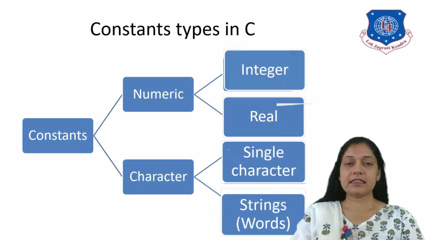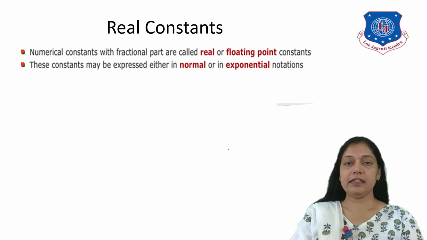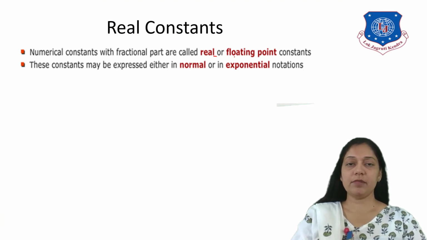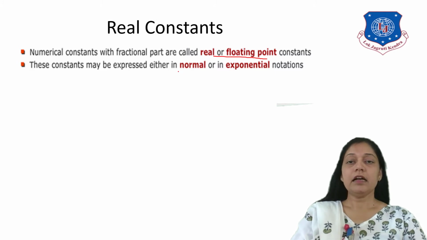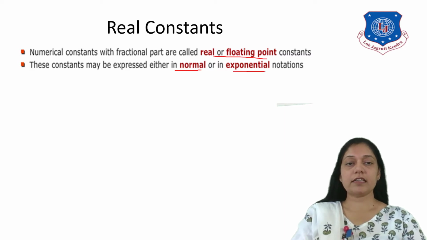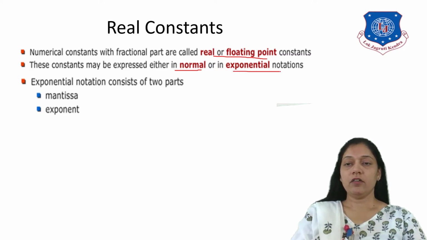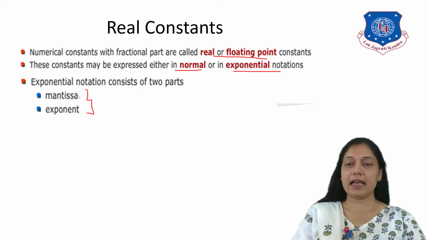Okay. The next is real constants. Real constants are numbers which have a floating point or a decimal point. Numbers which have a decimal point are known as real constants, or floating point constants. These real numbers can be written in normal or exponential notation. Exponential notation has two parts: one is the mantissa and the other is the exponent.